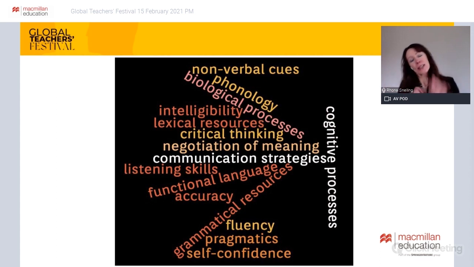And one more point I'd like to draw your attention to, that's cognitive processes in white down the right-hand side of that image. And I'd like to ask you 2 questions before we look at cognitive processes. Are you ready for question 1?